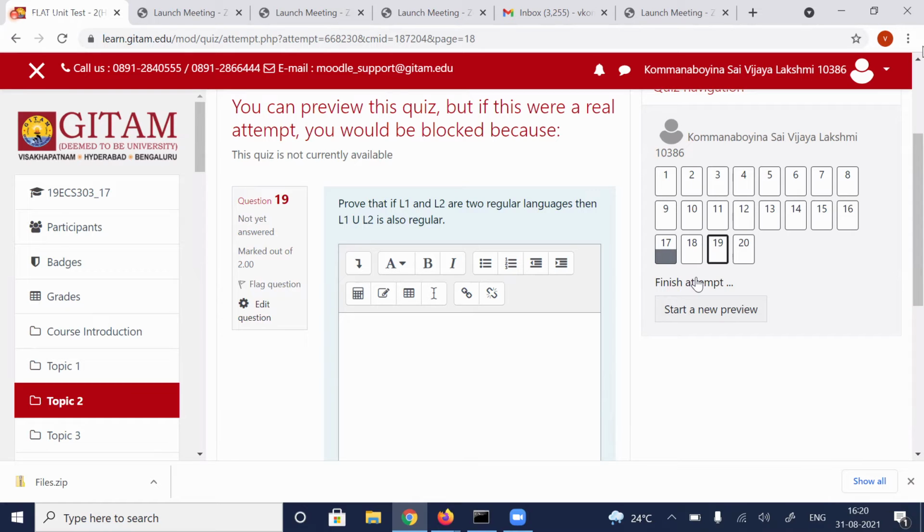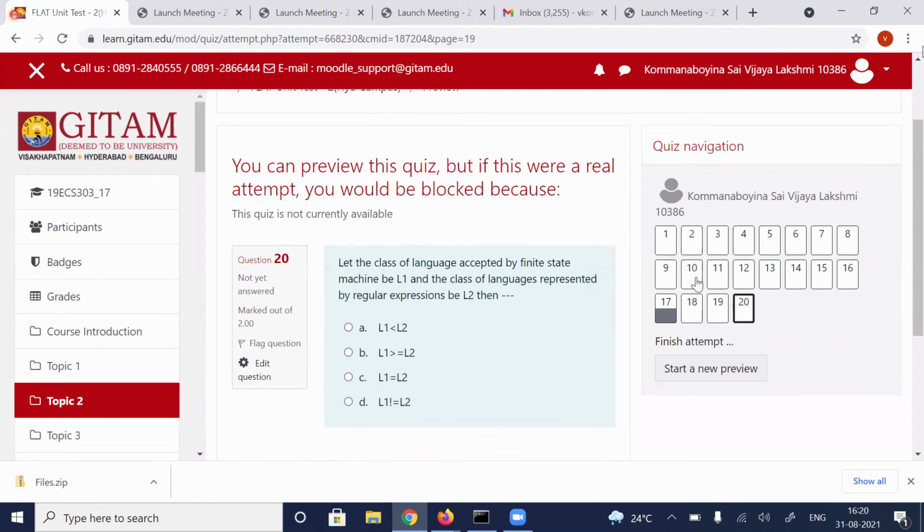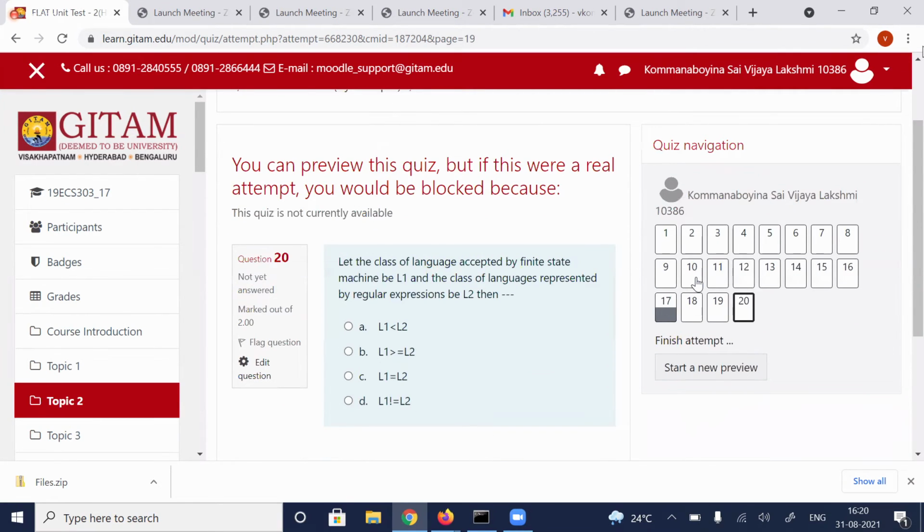Take one state and construct the DFA. That is enough. Next, the class of language accepted by finite automata machine B is L1, and the class of language represented by regular expression B is L2. Then L1 equals L2. Both are regular languages, no? So L1 equals L2. If both are accepting the same expression, it means both the machines are equal or both the languages are equal. Any doubt, ma?